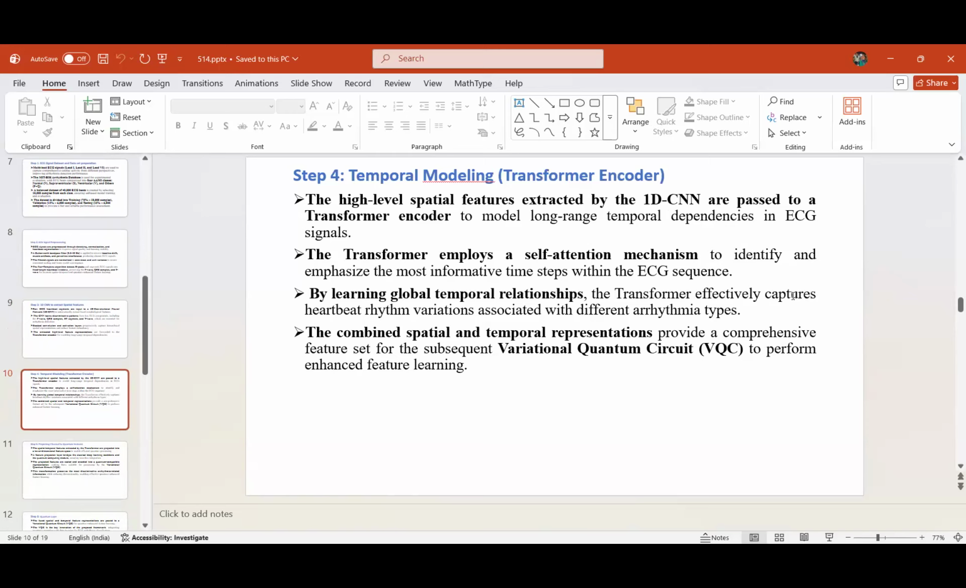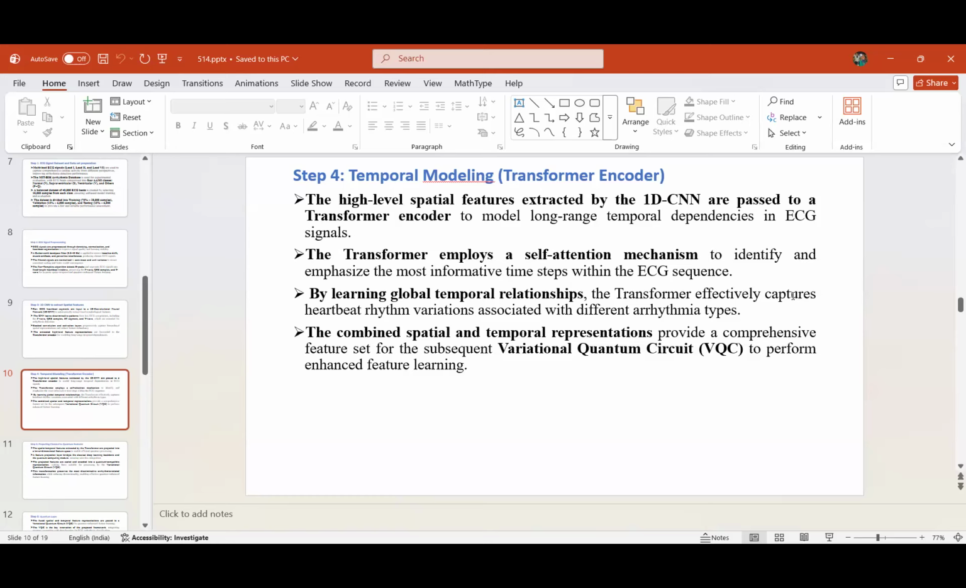The transformer employs a self-attention mechanism to identify and emphasize the most informative time steps within the ECG sequence by learning global temporal relationships. The transformer effectively captures the heartbeat rhythm variations associated with the different arrhythmia types. So if any problem is there in a rhythm, it will be identified and classified into a category, that is category one or two or three or four like that.